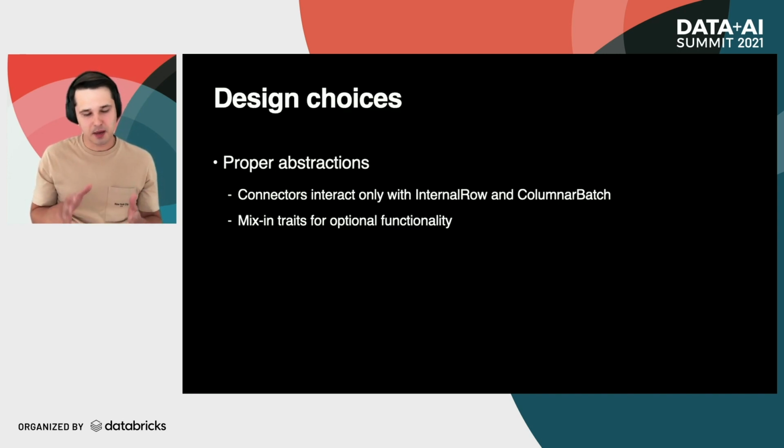There are also proper instructions in place. So you no longer interact with any internal APIs like SQL, context, or RDD. You just interact with internal row and columnar batch, and connector-specific interfaces. Also, instead of relying on overloading, there are mixed-in traits that you can implement to indicate to Spark that you support specific optional functionality.